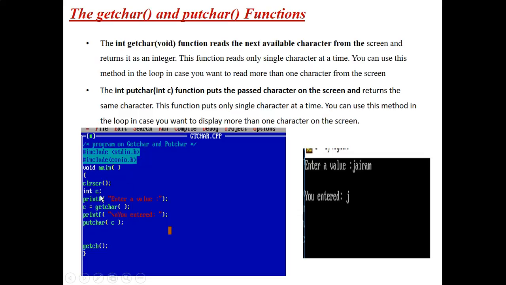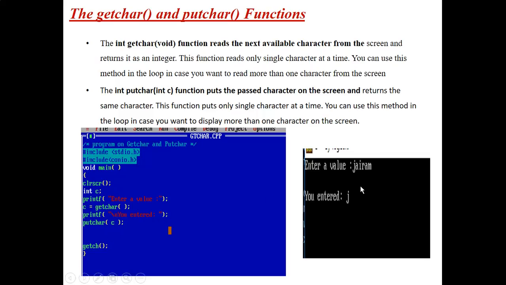Next, I am storing this getchar value in an integer variable, and then I am printing that getchar value onto the output screen. Next, by using putchar, I am printing the value that I get from getchar. I am passing that character value onto the output screen by using the putchar function. Here is a simple program on getchar and putchar.